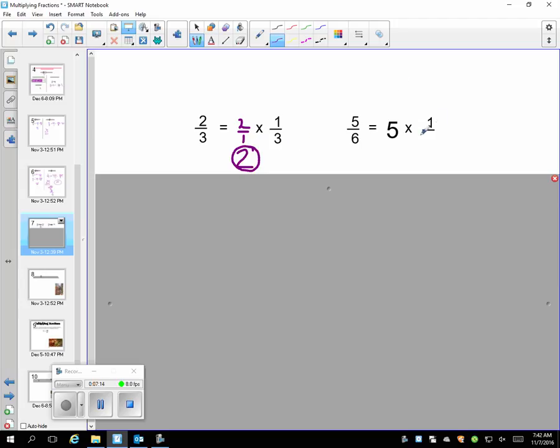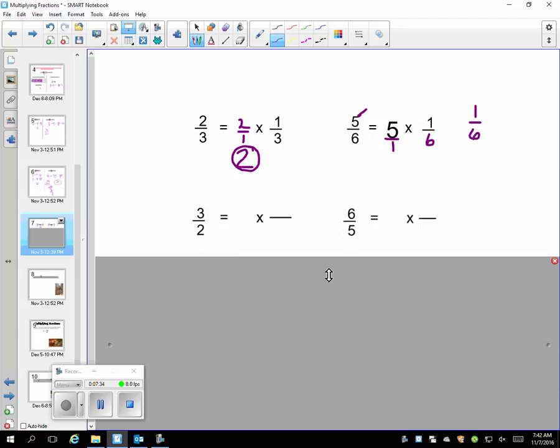Let's try this one. 5 times 1 is 5. This would be written as 5 over 1. So what times 1 would give me 6? 6. So my answer is 1/6. Okay, try these two on your own.